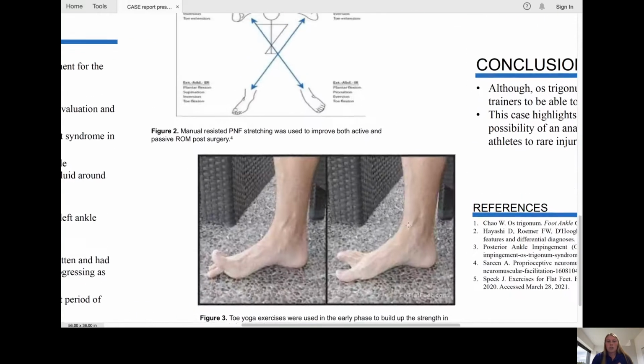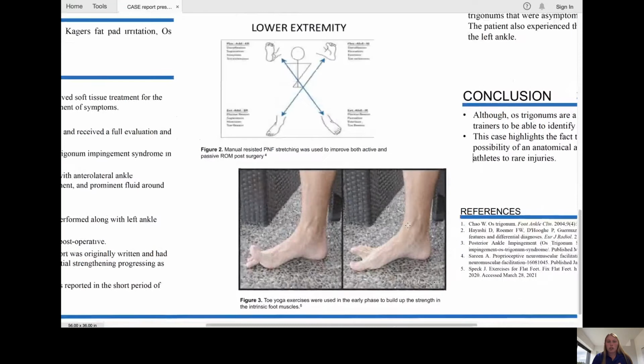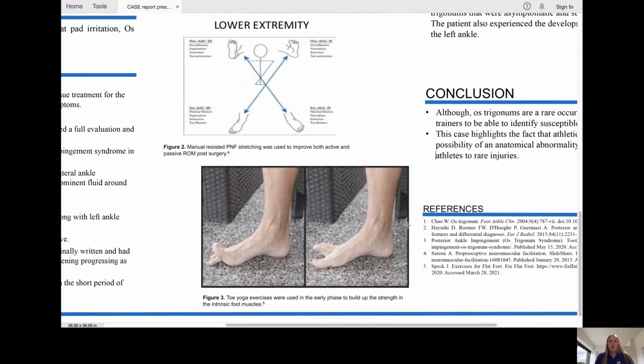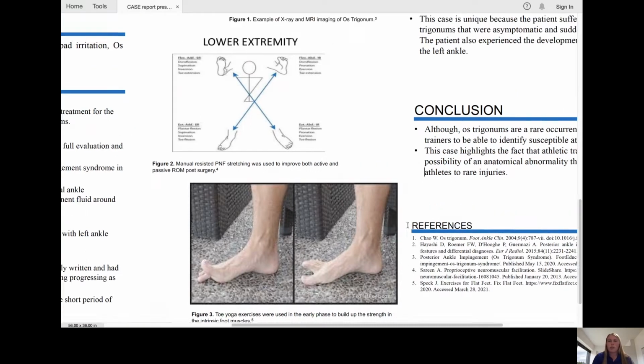And then the 2 pictures below that are just examples of exercises used in phase 1 of post-op treatment for this patient to improve both range of motion as well as strengthening intrinsic foot muscles.